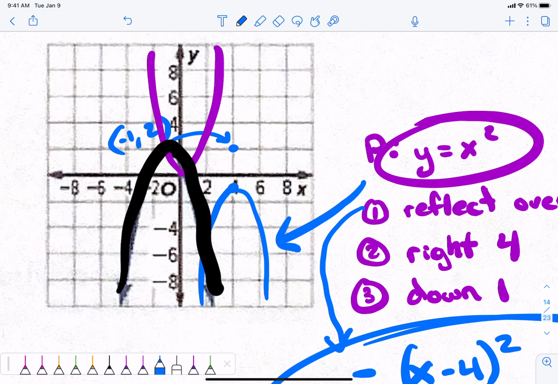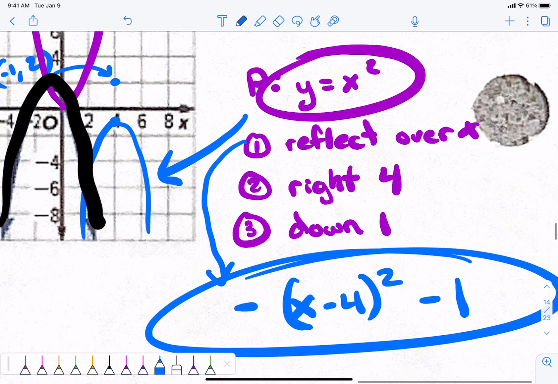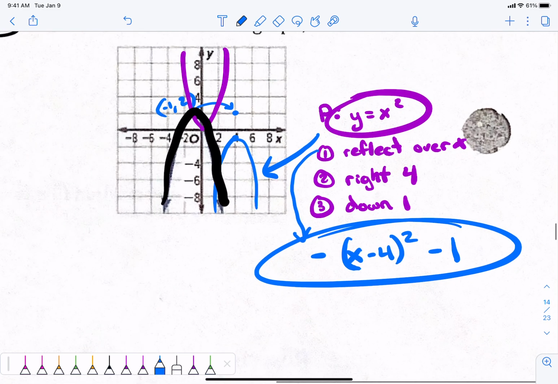The original one is the purple one. We've moved that one 4 units to the right and 1 unit down, and we flipped it. So we're doing this to the actual parent function. Yes, you're doing this to the parent function. You always have to compare it to the parent function. Okay? Good? Happy with that?